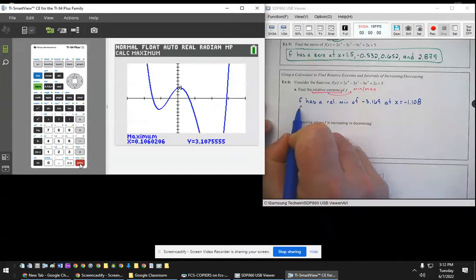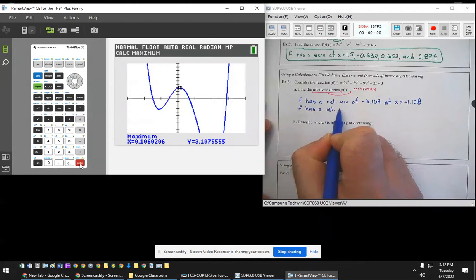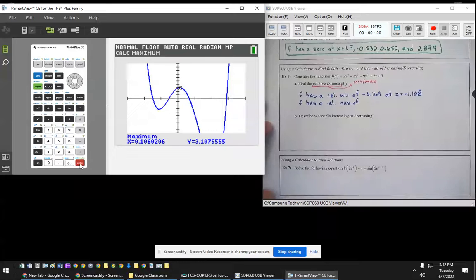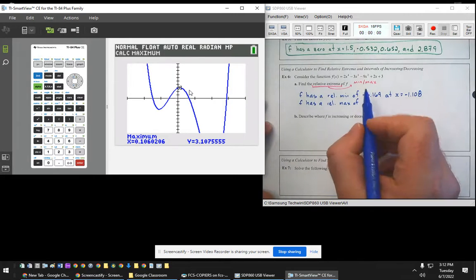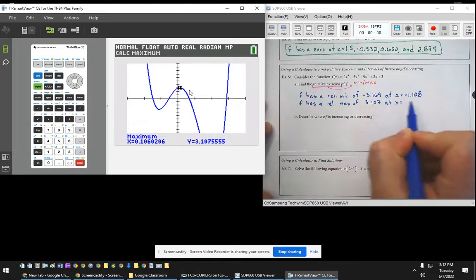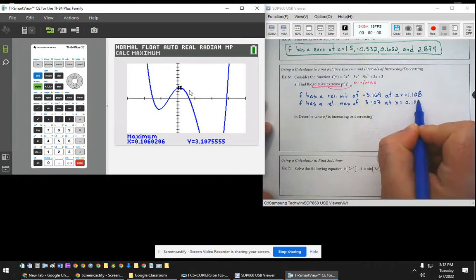So I would say F has a relative max, and it's relative again, because is this the highest point on the graph? No, it goes up forever to infinity. But compared to the points around it, it's relatively a high point. So it's a relative max of 3.107, sorry, at x equals 0.106.